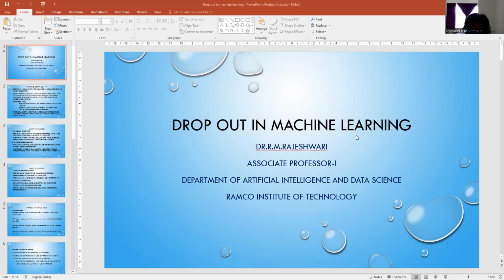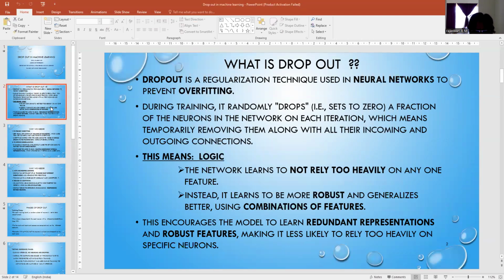Today, we are going to see about dropout in machine learning. This is a very important concept in neural networks also. Dropout is a regularization technique used to prevent overfitting in deep learning models, especially in neural networks. It was introduced by Geoffrey Hinton and his team in 2012 and has since become a widely used method to improve the performance and generalization of neural networks.